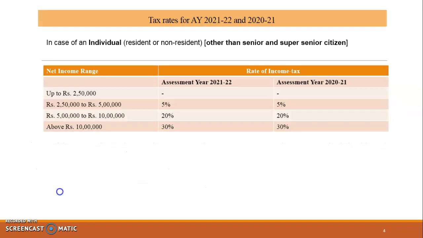This is for the assessment year 21-22, and for assessment year 2021 also. The rates have not changed much, so it is the same. Up to 2,50,000, it is 0. 2,50,000 to 5 lakh, 5%. 5 lakh to 10 lakh, 20%. And above 10 lakhs, it is 30%.